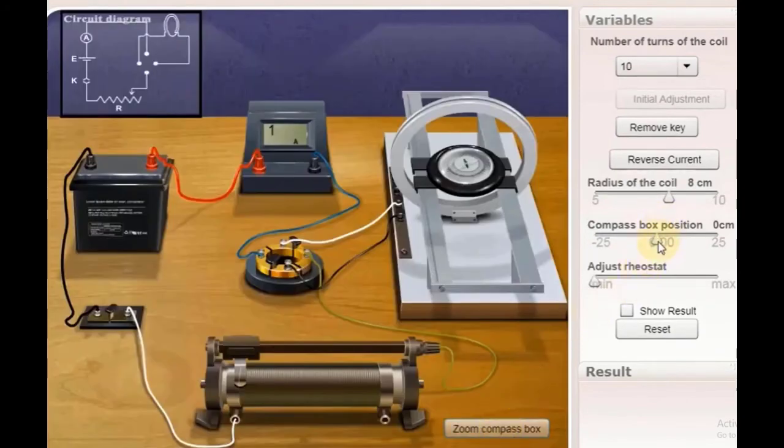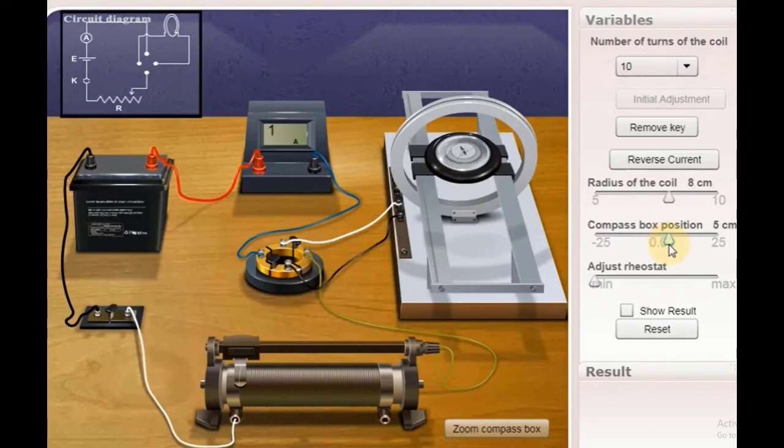Now we will move it to 5 cm. You can keep it at any position. Like I will go from here 0, 5, 10, 15, 20, 25 in the steps of 5. So now it is at 5. You can see when I move this, your compass box is moving.